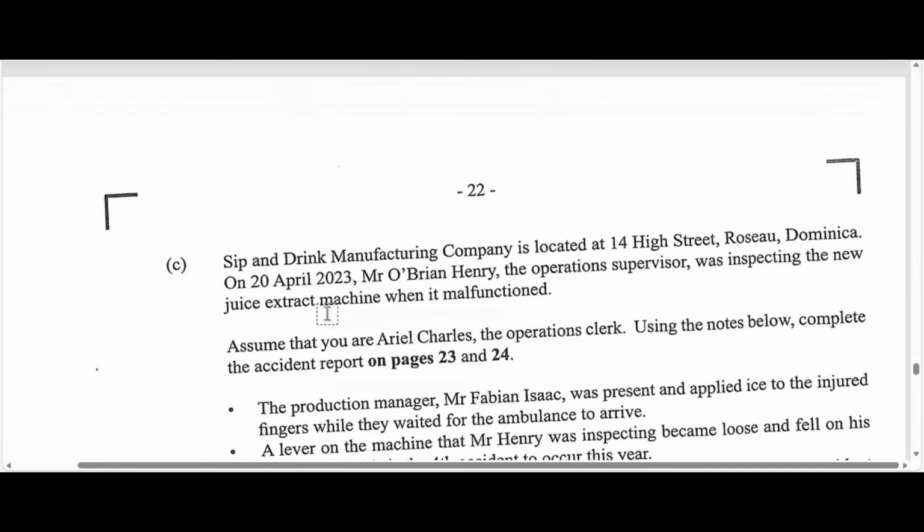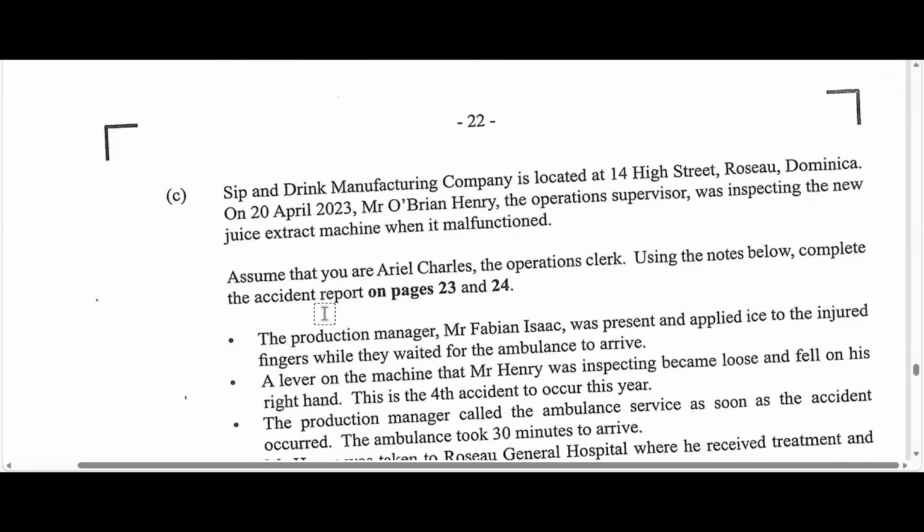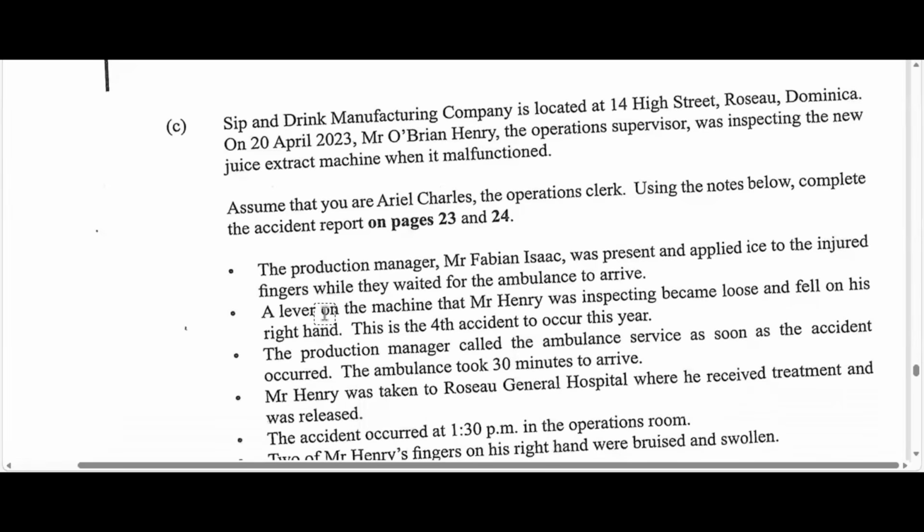And this question here. Sip and Drink manufacturing company is located at 14 High Street, Dominica. On the 20th of April 2023, Mr. O'Brien Henry, the operations supervisor, was inspecting the new juice extract machine when it malfunctioned. Assume that you are Ariel Charles, the operations clerk. Using the notes below, complete the accident report on pages 23 and 24.